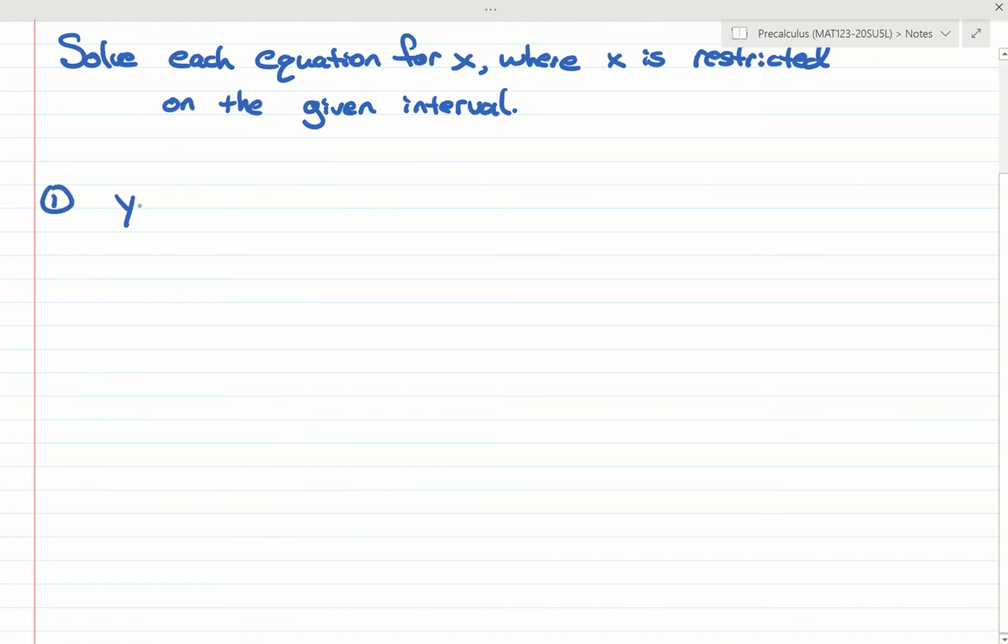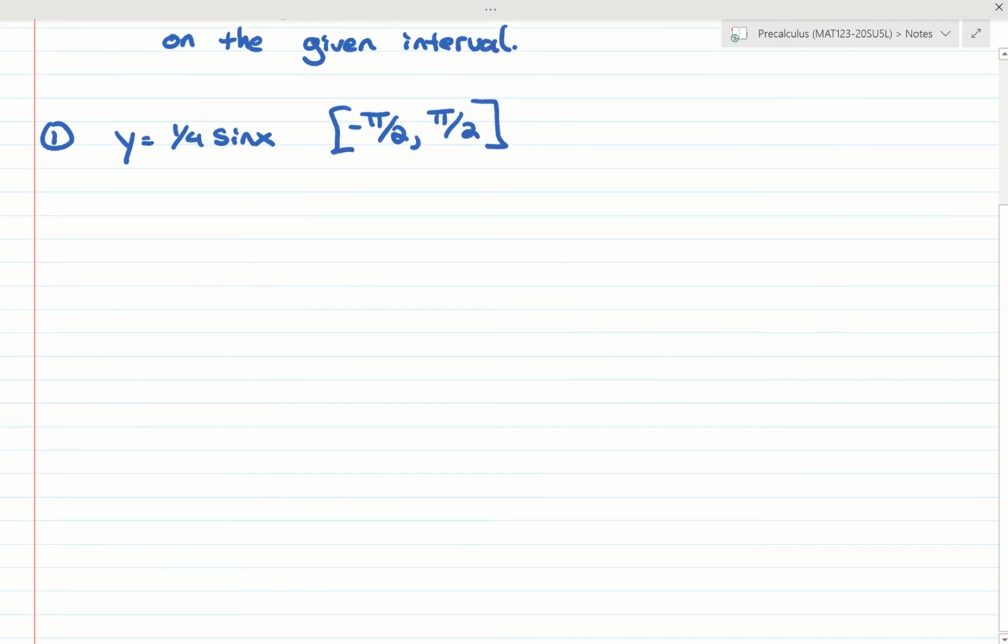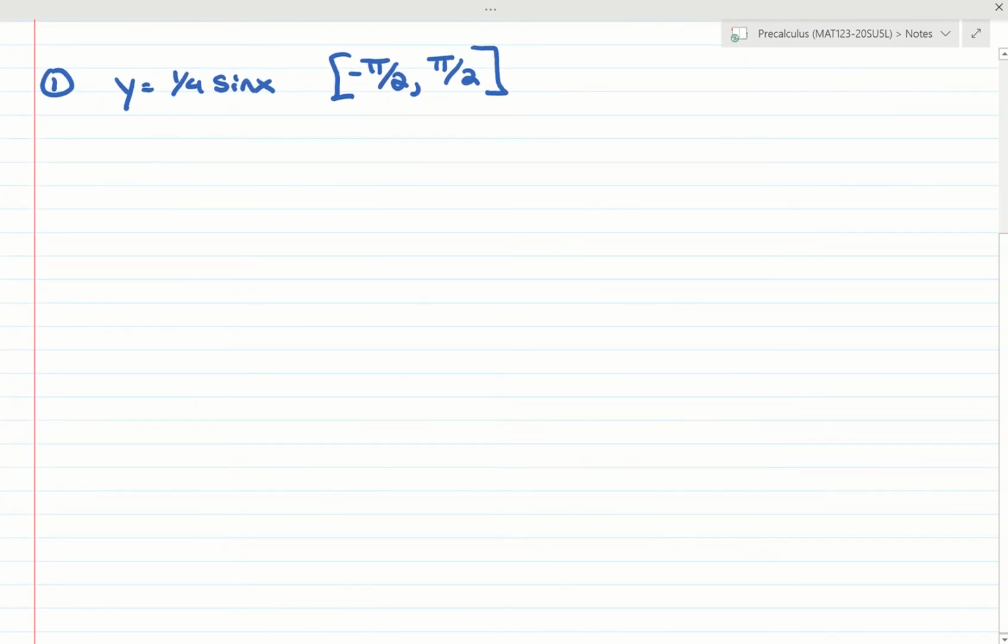First one says y is equal to 1/4 sine of x, and our interval is going to be between negative pi over 2 and pi over 2. Now the interval doesn't have any kind of say in what our answer is, so let's just ignore the interval for now. And the whole idea is we want to get x by itself. So let's get rid of the 1/4. We could divide both sides by 1/4. 1 divided by 1/4 is 4.